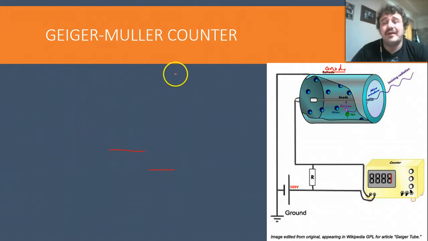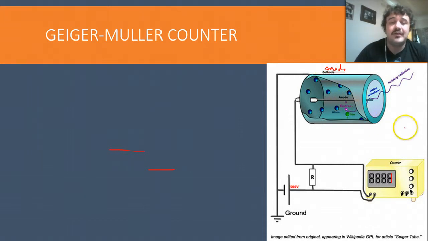There's a slight error with our diagram here, and there's a better diagram coming up, so if you need one to draw, this is not it. There's a better one in a second. There it says cathode, that should say anode, and that should say cathode.